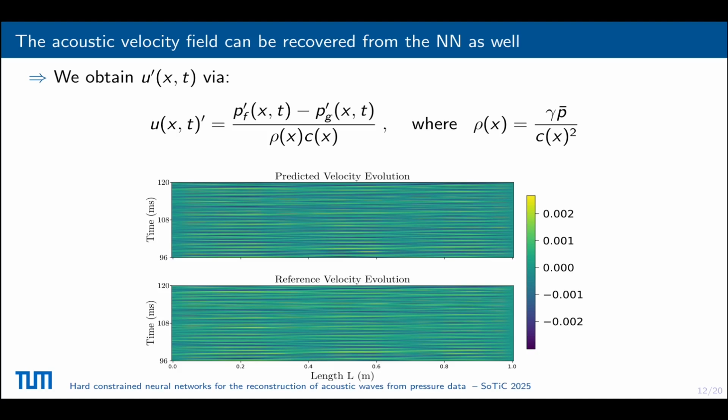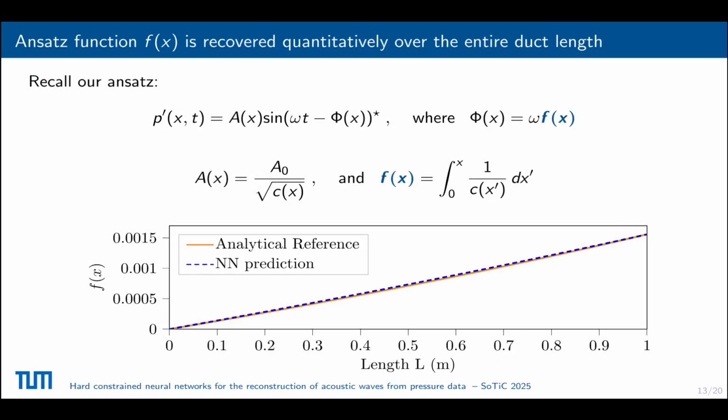The interesting question now is, are we also able to recover the underlying profile for the speed of sound C of x? First of all, we have to consider what the network was actually predicting, and the network was not predicting C of x, but the function f of x. So if you recall our ansatz, we have this phi of x, and phi of x is just omega times f of x, and f of x is what the neural network is actually learning. If we compare the network output for f of x with the analytical reference, we can see a very nice match over the entire length of the duct.